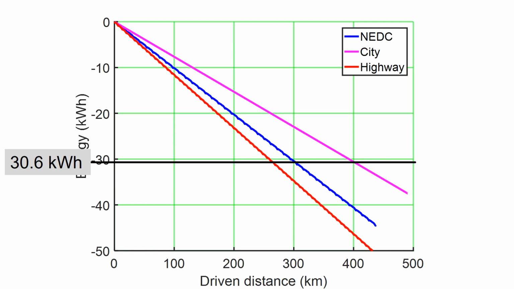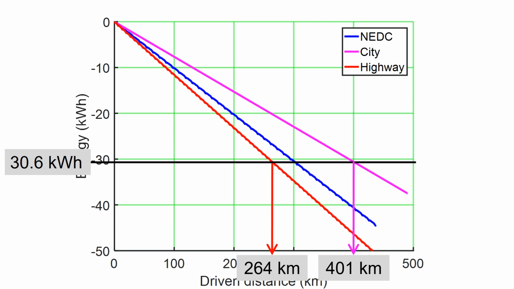Assuming the battery can deliver 30.6 kWh, we can use this diagram to evaluate the driving range for other types of driving. For highway driving, the range is 264 km, and for city driving, it's 401 km.